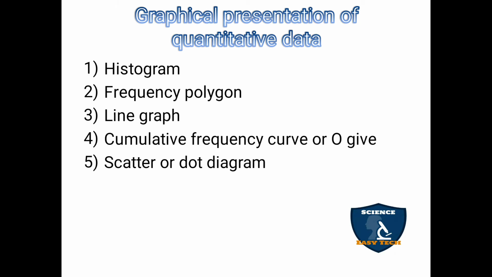Graphical presentation of quantitative data can be presented in the form of histogram, frequency polygon, line graph, cumulative frequency curve or ogive, scatter or dot diagram. Quantitative data is otherwise called continuous data. So this quantitative data can be presented in the form of histogram, frequency polygon, line graph, cumulative frequency curve, otherwise called ogive, scatter or dot diagram.